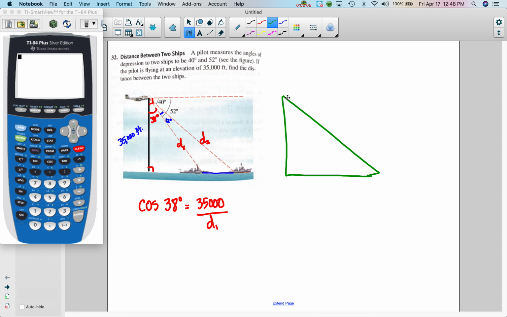Okay, and using, if this is 40, then this is 50. And here's D2, and here's 35,000. I'm not using this side right now, but when I do this, this is a right angle. So I can find cosine of 50 degrees equals 35,000 over D2. And then I could figure out what I've called D2.